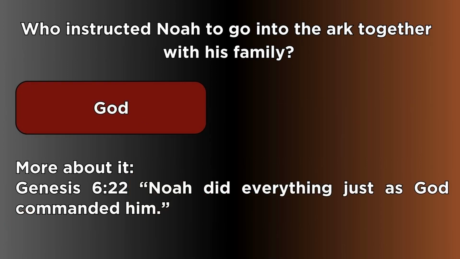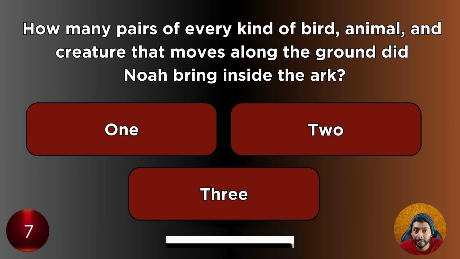God. Genesis 6:22. Noah did everything just as God commanded him. 7. How many pairs of every kind of bird, animal, and creature that moves along the ground did Noah bring inside the ark? 1, 2, or 3?